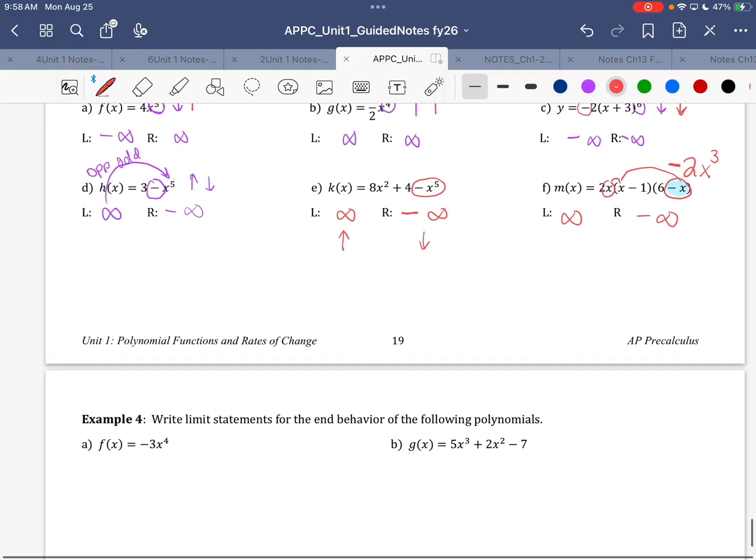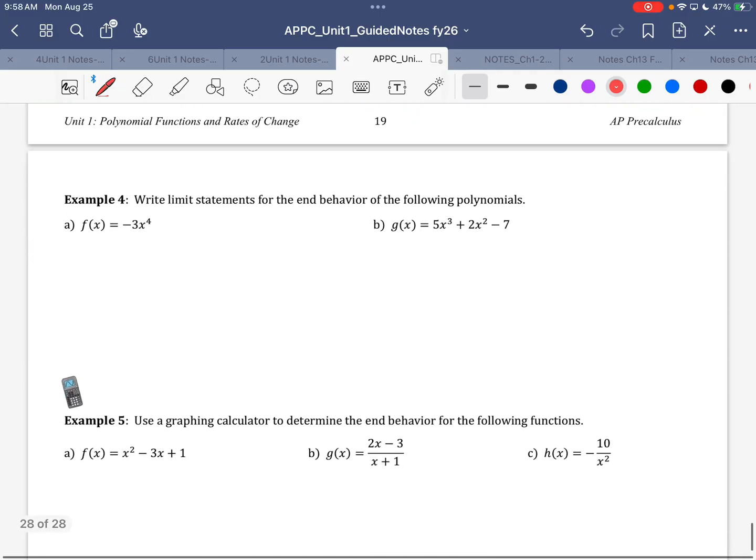All right, I think you guys can do example 4, and when you finish 4, get out a calculator or your Desmos. A calculator or Desmos, so that means computer.